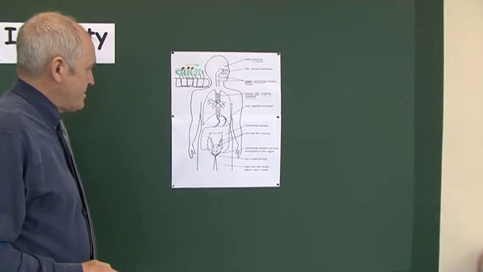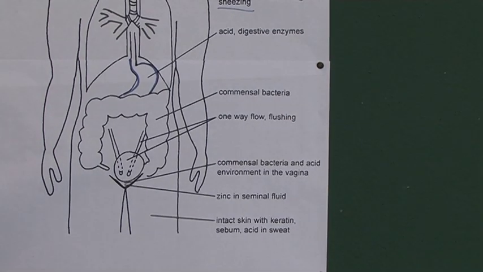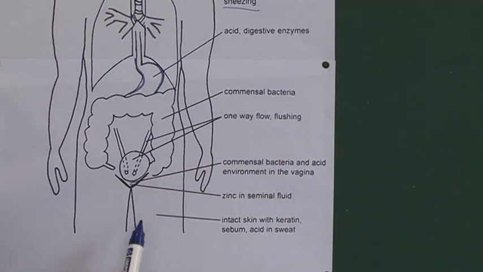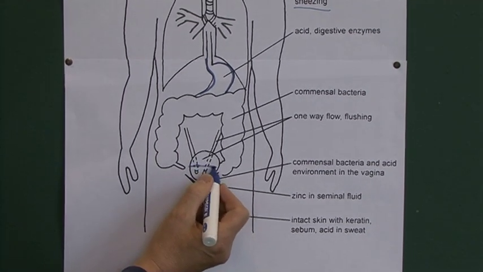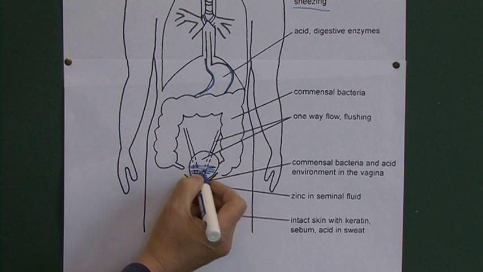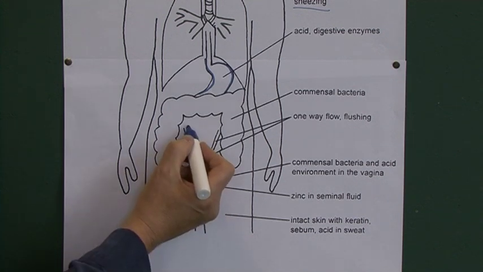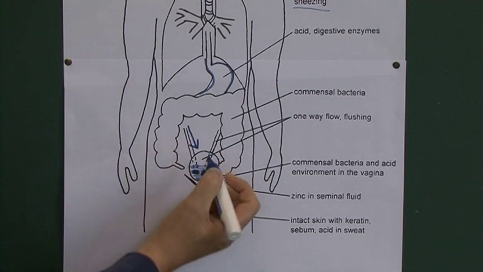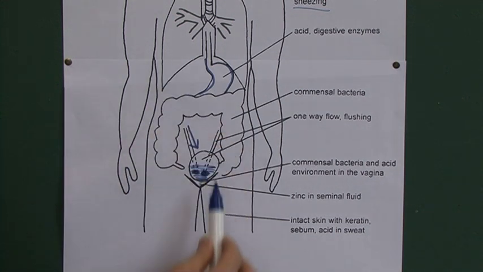So commensal bacteria in the colon we've looked at, motility of the colon we've looked at, one-way flow and flushing effects, because when the urine gets into the bladder here, the vesico-ureteric valves between the bladder and the ureters don't let the urine back up. So the urine can come down from the ureter into the bladder, but this valve stops it going from the bladder back up into the ureters. But this does happen sometimes.